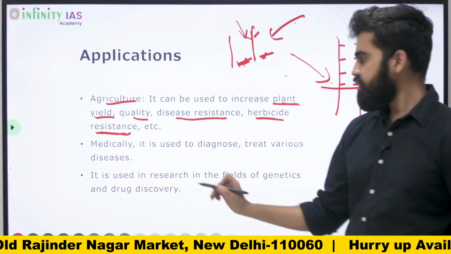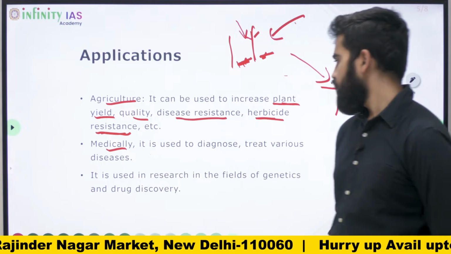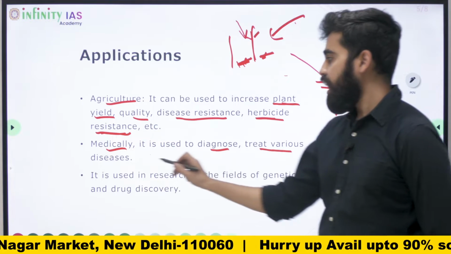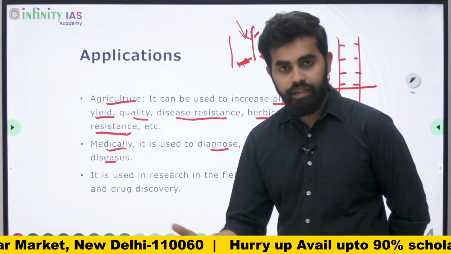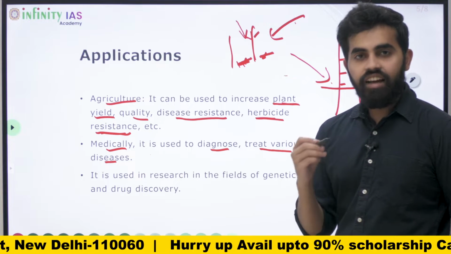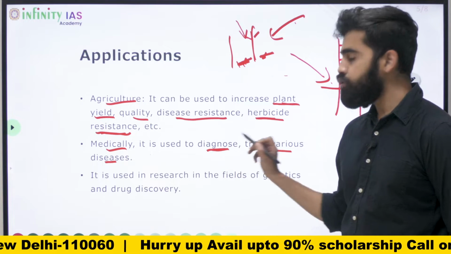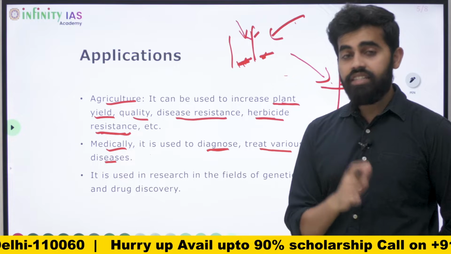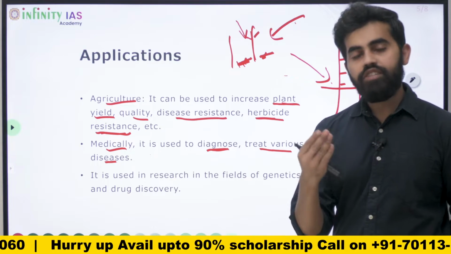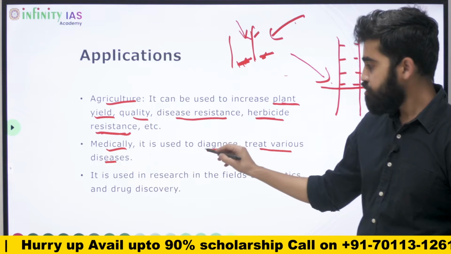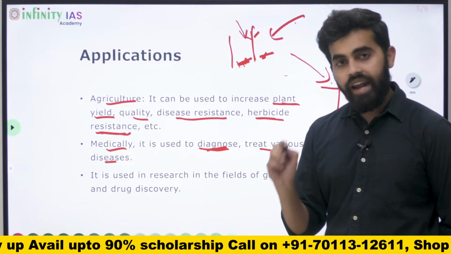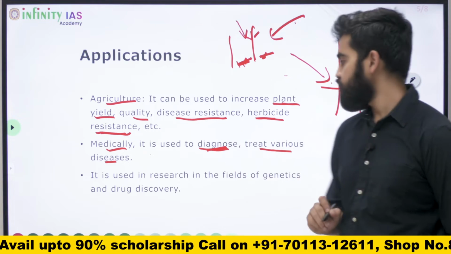When it comes to the medical aspect, CRISPR has been used to diagnose, treat, as well as monitor the treatment in case of various diseases. For example, Zika virus. CRISPR is used to diagnose the different strains of Zika virus, for example, the African strain as well as the American strain. CRISPR is being used to diagnose and differentiate between African and American strains of Zika virus.